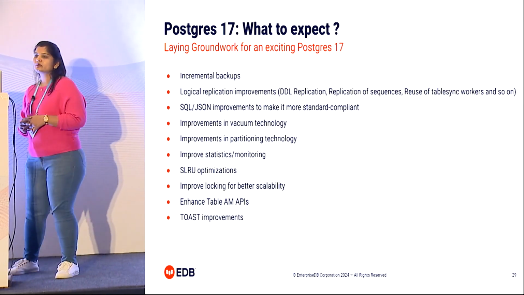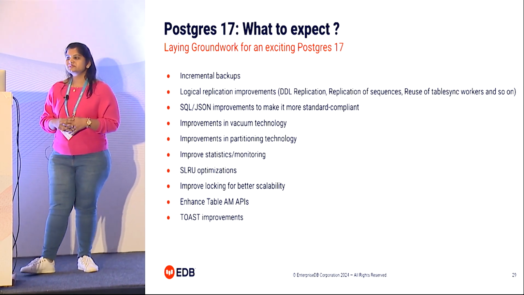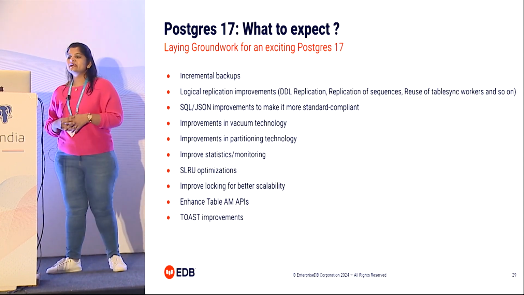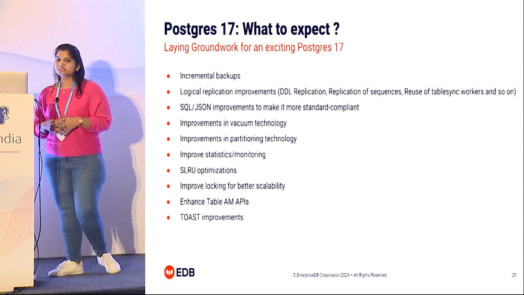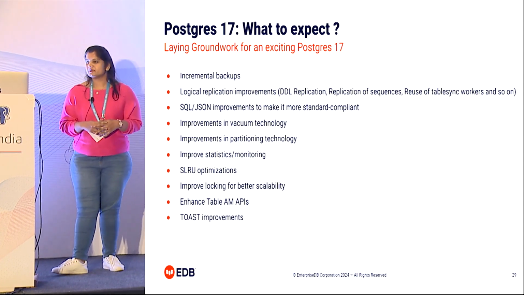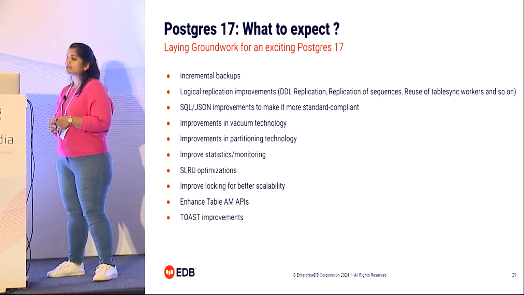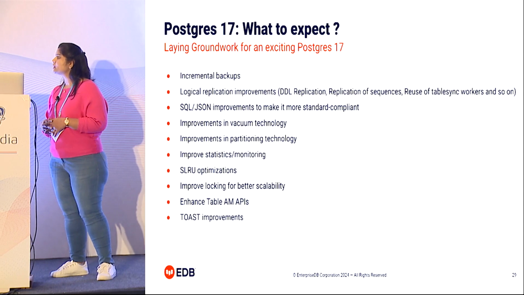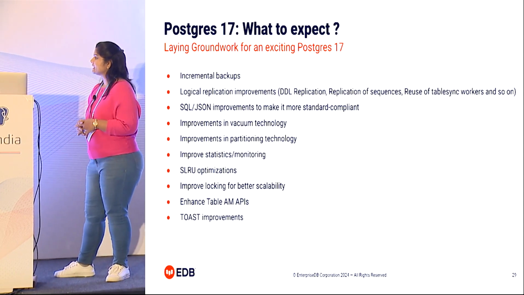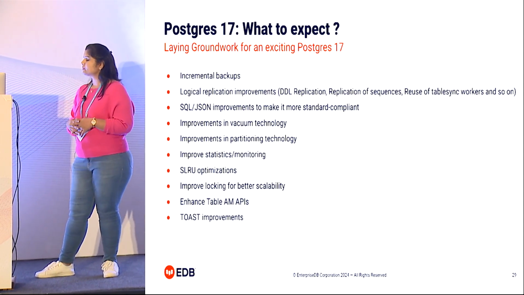And there is a lot of work going on in logical replication, which includes DDL replication, replication of sequences, reuse of table sync workers, and so on. And we had a lot of SQL/JSON improvements in Postgres 16, and we can continue to expect the same for Postgres 17 as well. Some improvements in vacuum technology and partitioning, improved statistics and monitoring, SLRU optimizations, improved locking for better scalability, enhanced table AM APIs, and TOAST improvements.